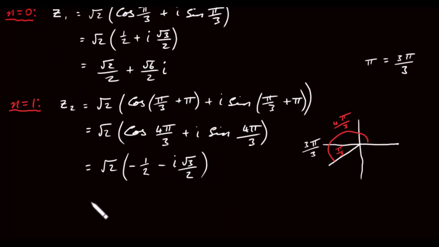And that's it. Now let's see. We've got minus root 2 over 2, and then minus root 6 over 2i. So that's my second solution.